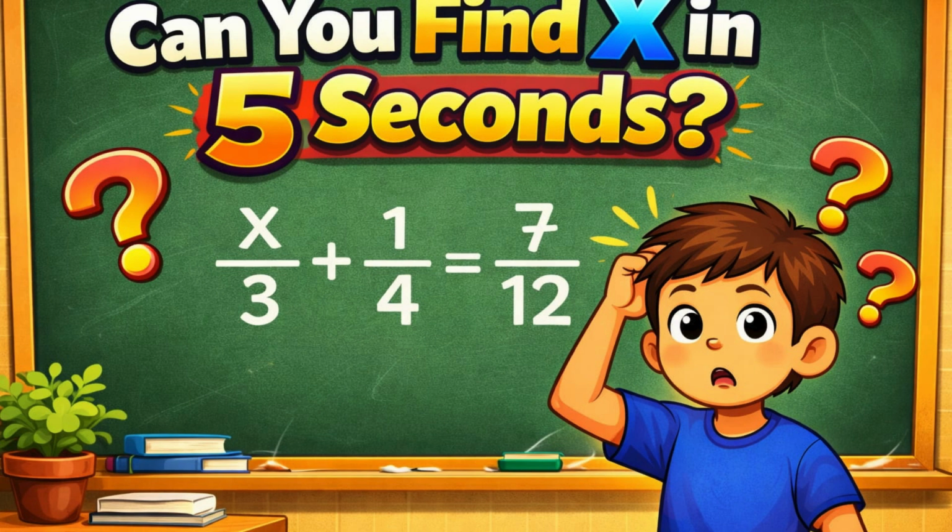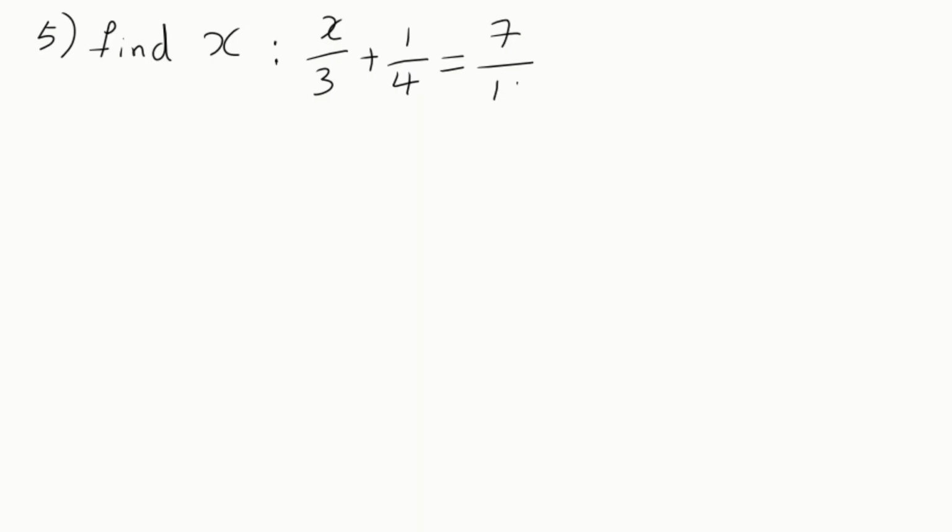Can you solve this maths problem in just 5 seconds? The question is x by 3 plus 1 by 4 is equal to 7 by 12. What is the value of x? Looks tricky, right? But with a simple butterfly trick, you can solve it in seconds. Let's see how. By using the butterfly method, we find out the value of x.